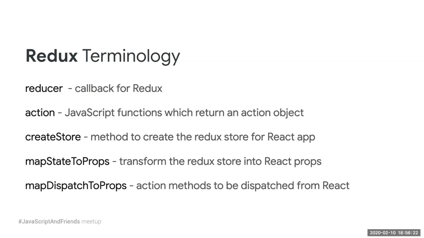Map state to props is a callback which lets you map your store properties to your React component props, and dispatch similarly happens with actions.